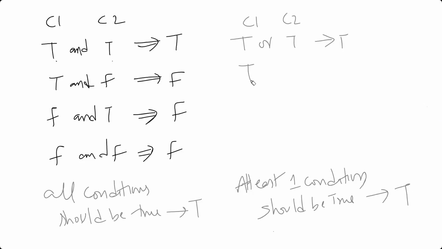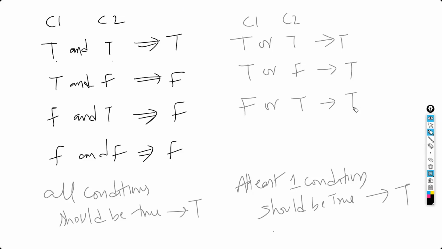So now, the first condition is true, the second condition is false. What is the overall output? True. Why? Because at least one condition is true. First condition false, second condition true. What is the output? Again true, because at least one condition is satisfied. False or false. What is the output? This time false, because none of the conditions is true. According to OR, at least one should be true. Here none is true, so false. Is the point clear for everyone? Please take a note of this, and once you have written it, I will start explaining with examples.